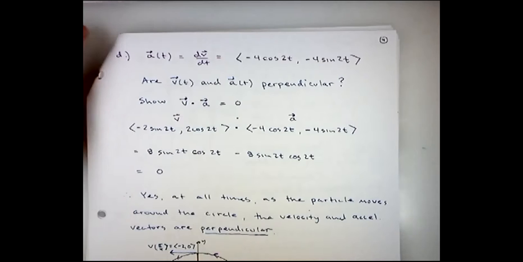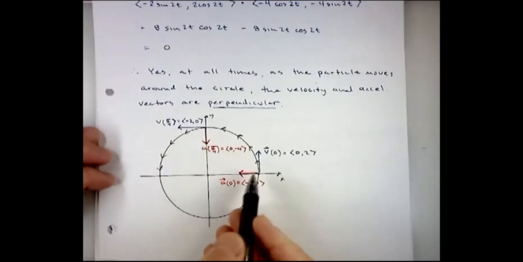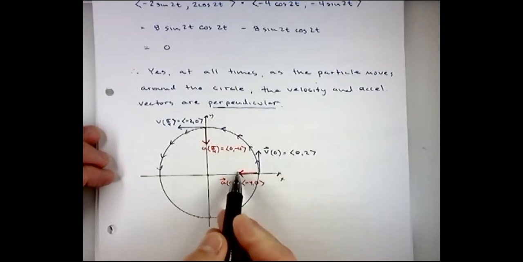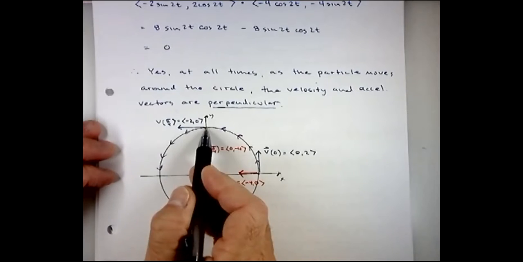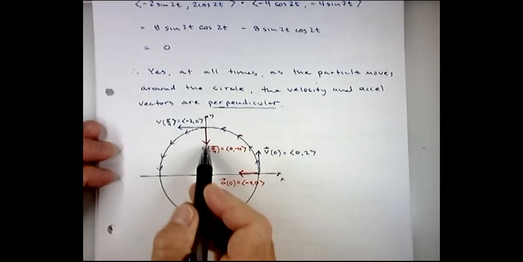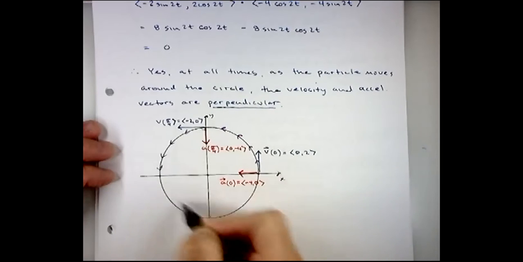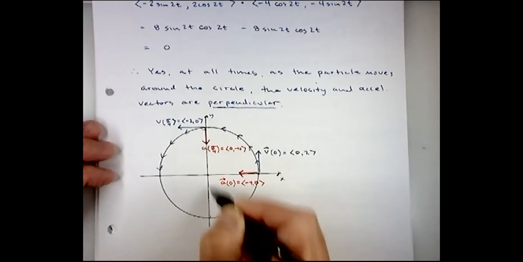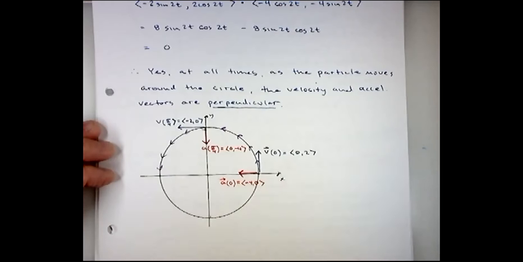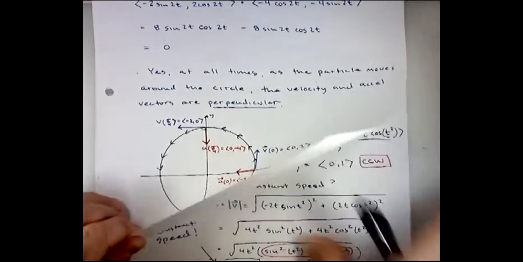So what that tells me is at all times as this particle is traveling around the circle, my velocity vector is always perpendicular to my acceleration vector. Up at the top, my velocity vector is going purely to the left, my acceleration vector is going down. That's at a right angle. This might make sense if you're familiar with the idea of centripetal acceleration and centripetal force. When you're traveling around a circle at a constant speed, you're always accelerating inward towards the center of that circle. That's a physics thing.